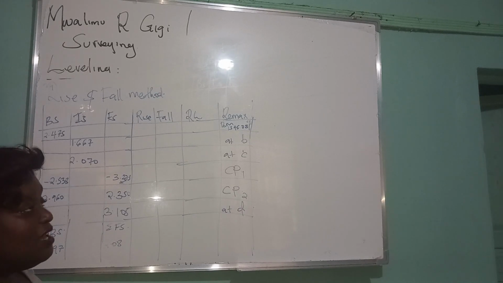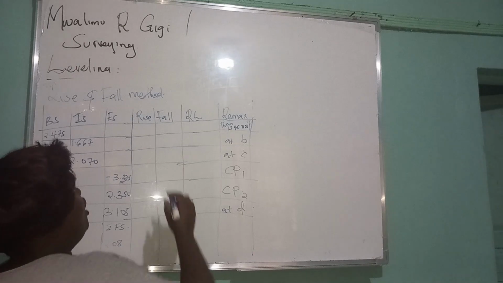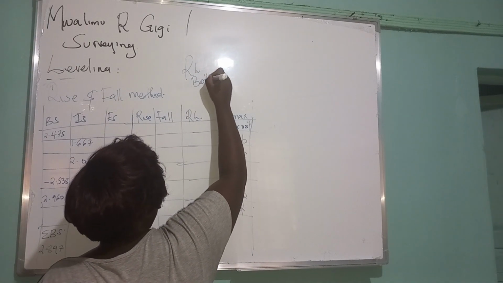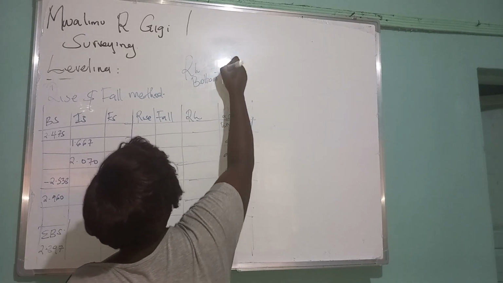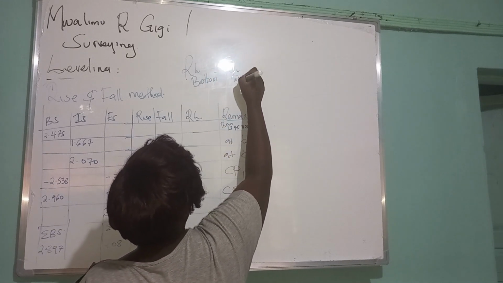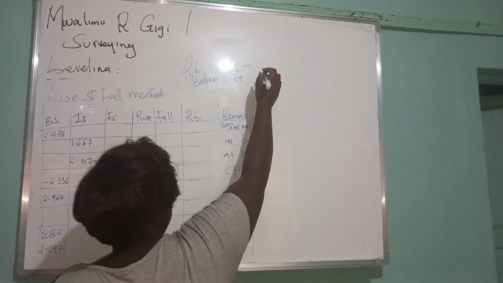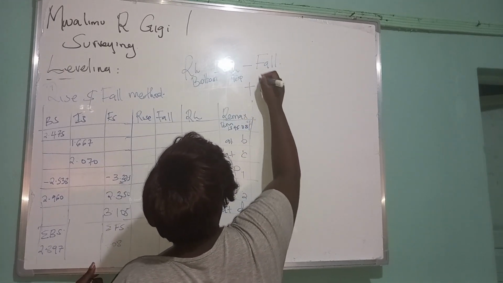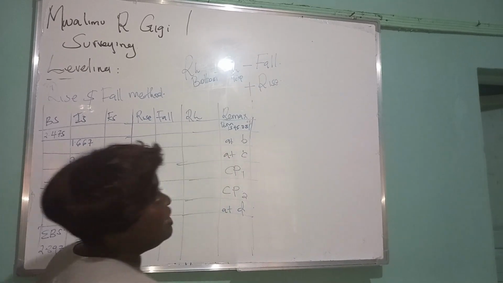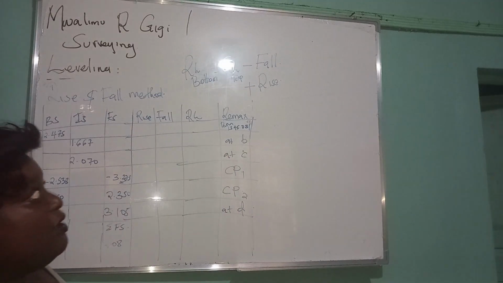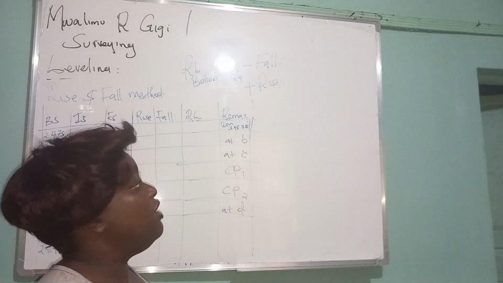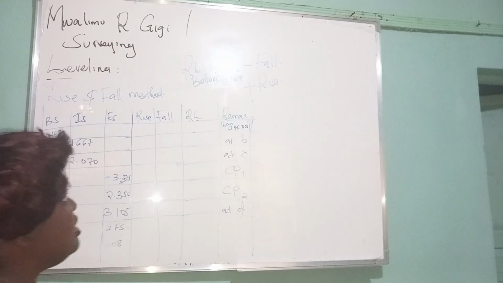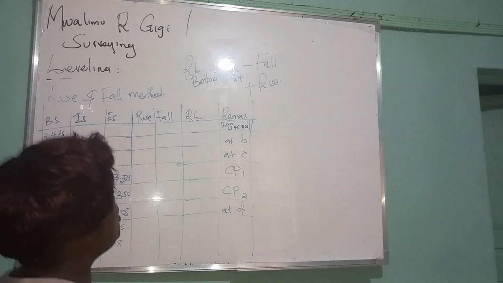So the formula for finding the reduced level with rise and fall: the reduced level at the bottom is equal to the reduced level at the top minus fall, or plus rise. So if you get a rise, you add to the reduced level at the top, but when you get a fall, you subtract from the reduced level at the top.